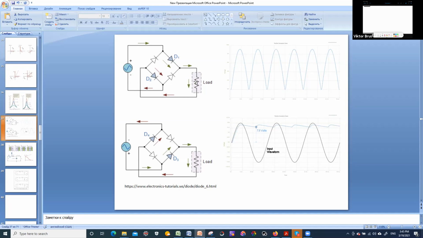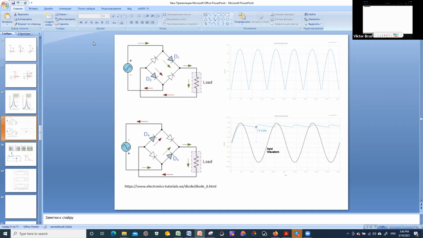So in order to make it smoother, we use so-called diode bridges. So we have 4 diodes connected in this way. And in this case, it doesn't matter what the polarity of the AC power supply is. We will always have the same direction of electric current flowing through this load resistor.